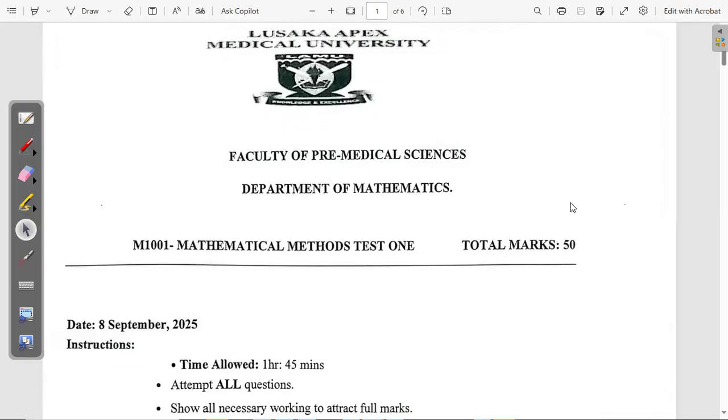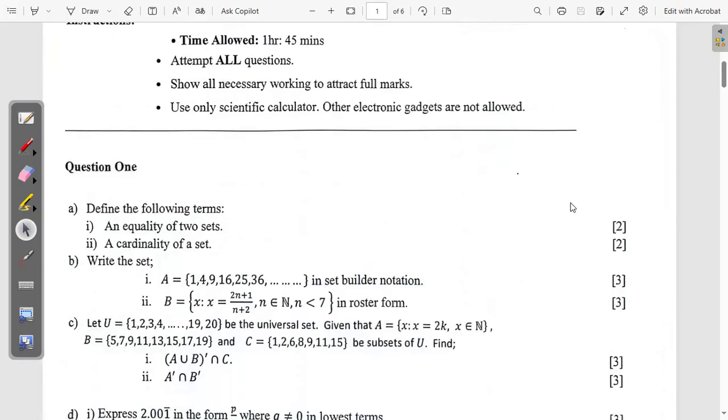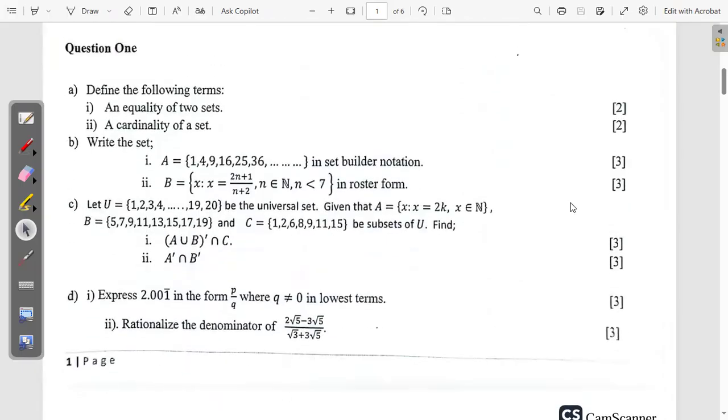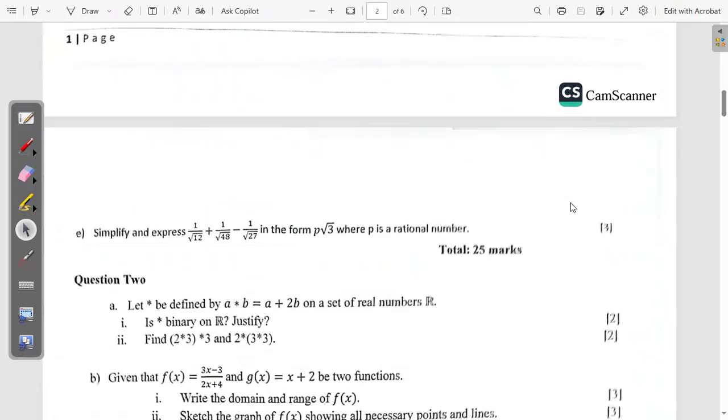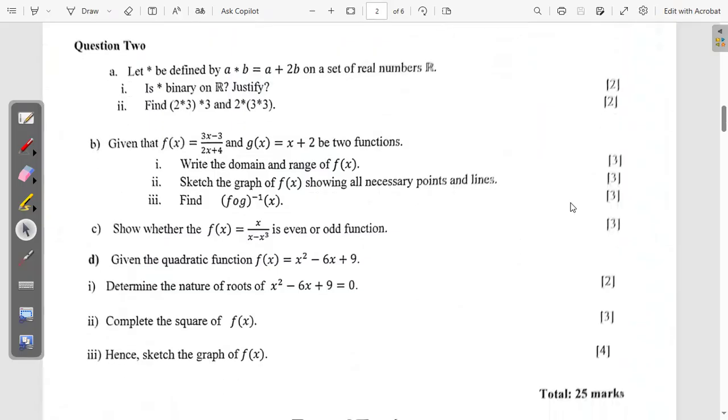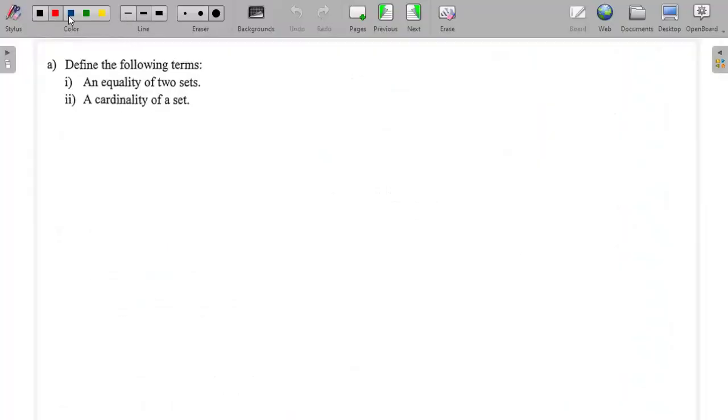We are now looking at test one. Test one has two questions. There's question one, which is on sets, rational numbers and surds. That's the question that we're going to solve in this video. And then in the next video, we're going to look at question two, which has binary operations, functions, and quadratic equations. Okay, so we start from question one, which has definitions.